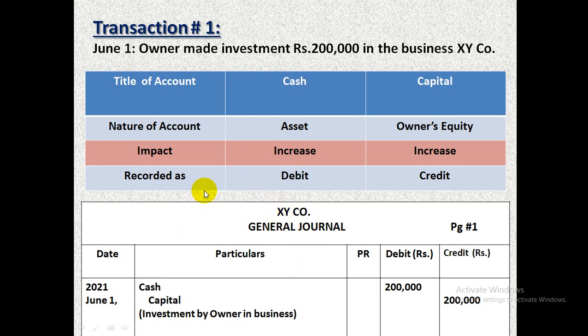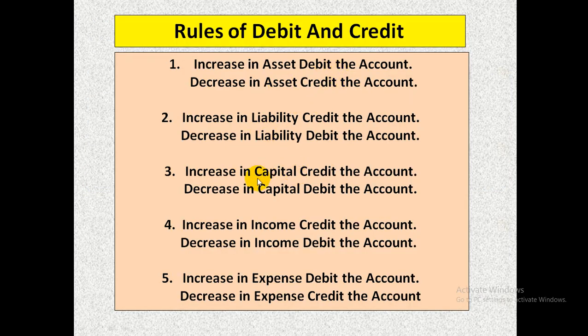You will be recording this transaction in a proper journal form with these columns: date, particulars, PR, debit, credit. Rules of debit and credit are to be used.